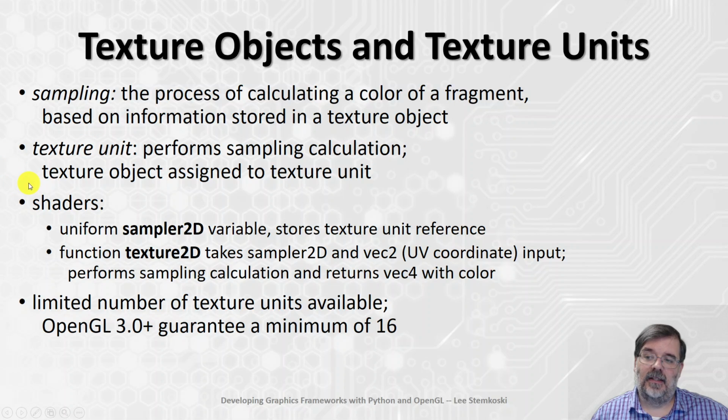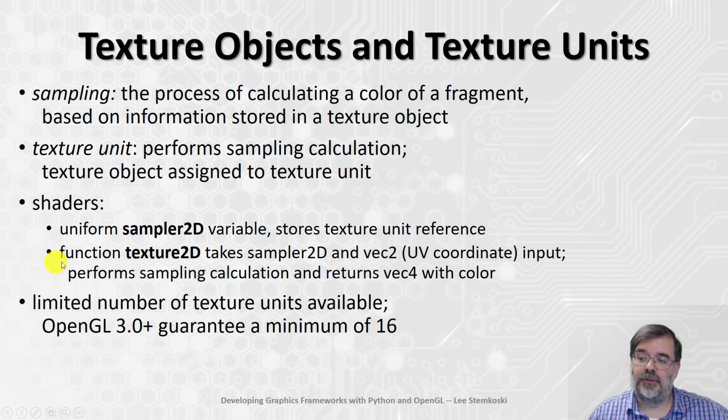It performs sampling, and the texture object which it's going to sample from is assigned to a texture unit. Now within the shaders, there's going to be a new uniform type of variable. Since it's a new type of variable, we'll need to update the uniform class in just a moment. But these objects are called sampler2D objects. And in this variable, we store a reference to this texture unit, which will sample from a texture.